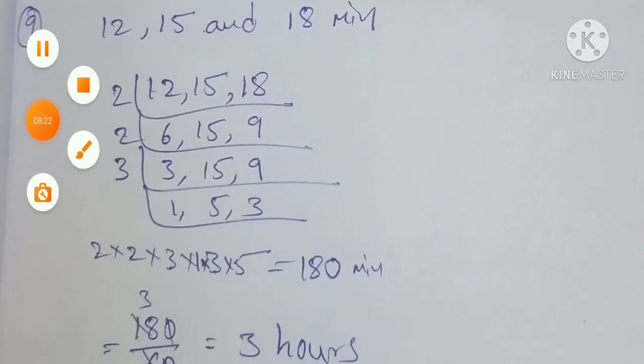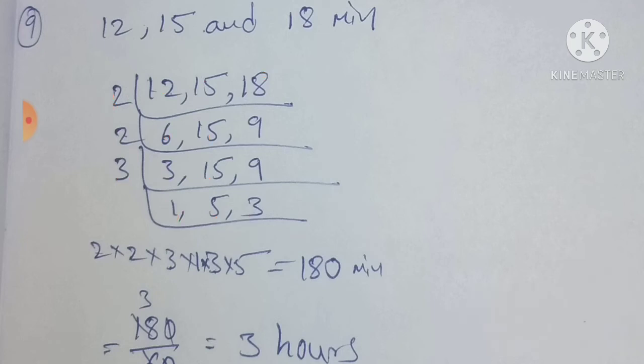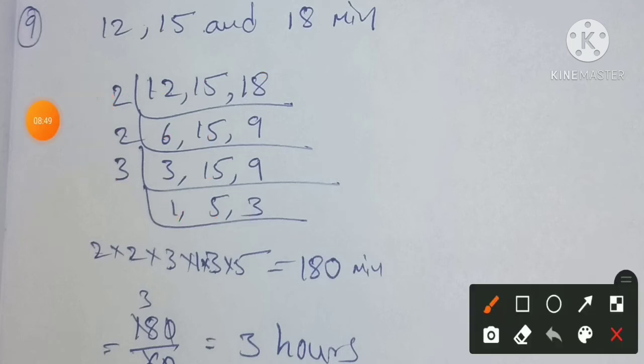and 18. Okay, 2 6s are 12, 2 15, like that only. 2 9s are 18. Next, 2 3s are 6, 15 and 9 common, that's 3 1s are 3, 3 5s are 15, 3 3s are 9. So LCM of this 12, 15, 18 is 180. Okay.